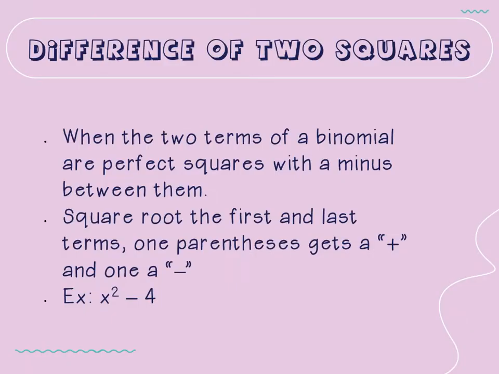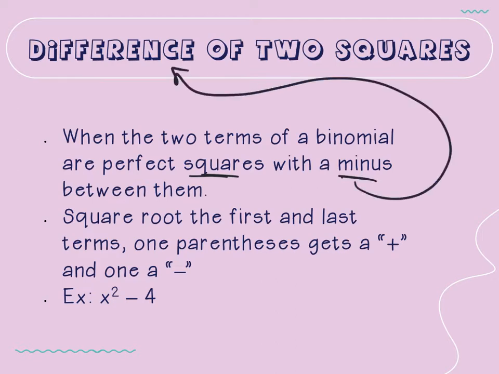So the difference of two squares, when the two terms of a binomial are perfect squares with a minus between them. This is where the name comes from. Difference means subtraction. So when you have two perfect squares and there is a minus sign or a subtraction sign between them, that is going to be an example of the difference of two squares. The fastest way to do them is to square root the first and the last terms. One parentheses gets a plus sign and one will get a subtraction sign.